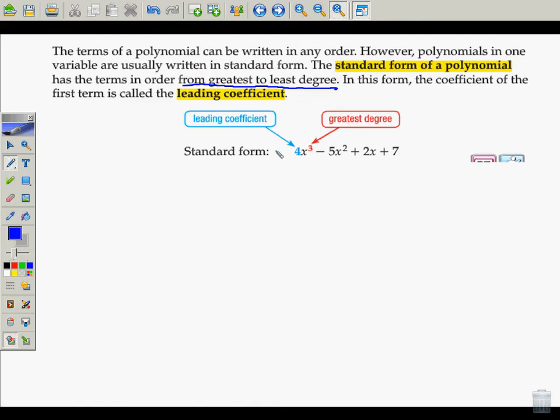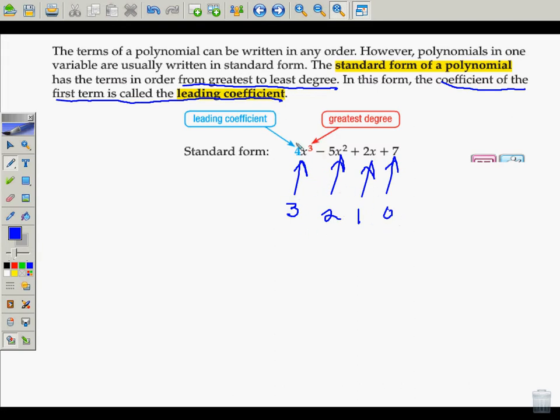And then once you have it in standard form, the coefficient of the first term is called the leading coefficient, which kind of makes sense because it's leading everything in the polynomial. It's out in front. So if we look, we have this polynomial. It's in standard form. If you notice, because we have degree 3, degree 2, degree 1, degree 0. Okay? They're in order of degrees.